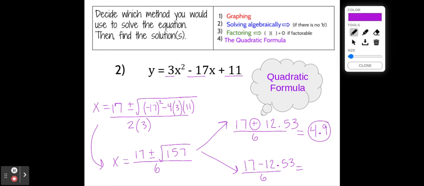And then we got 17 minus the square root of 157, and we're going to take that now and divide that by 6, giving us about, if we went to the tenths place, 1 decimal place, about 0.7. So we're going to get 2 positive solutions here. So if we graph this, the parabola is going to touch the x-axis in 2 spots, at 4.9 and at 0.7, using quadratic formula.